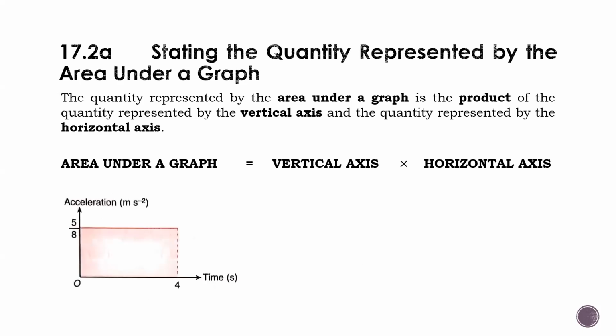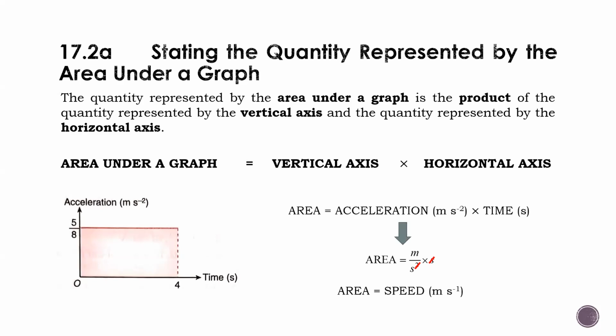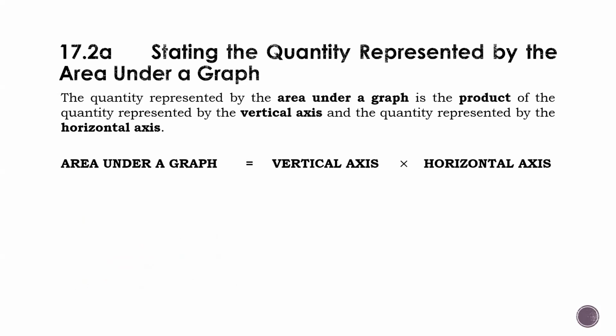Next is acceleration and time. You see, area is acceleration times time. So I'm having m over s squared times s. So I throw away the s, so I'm left with m over s. So m over s is actually speed.